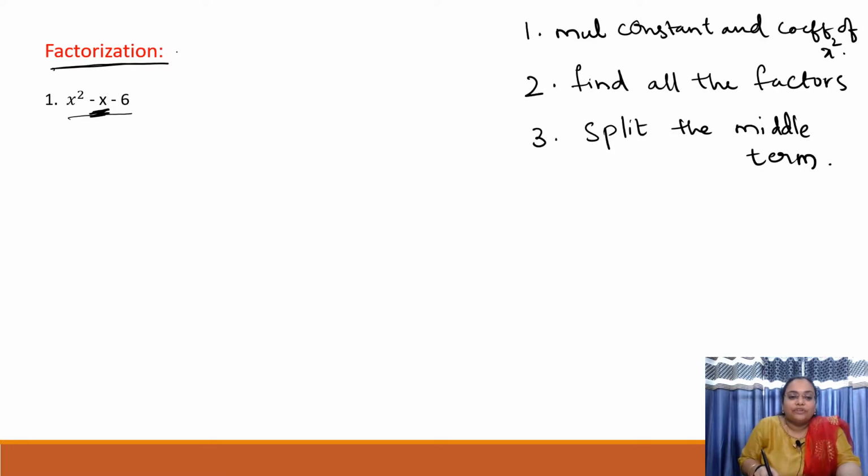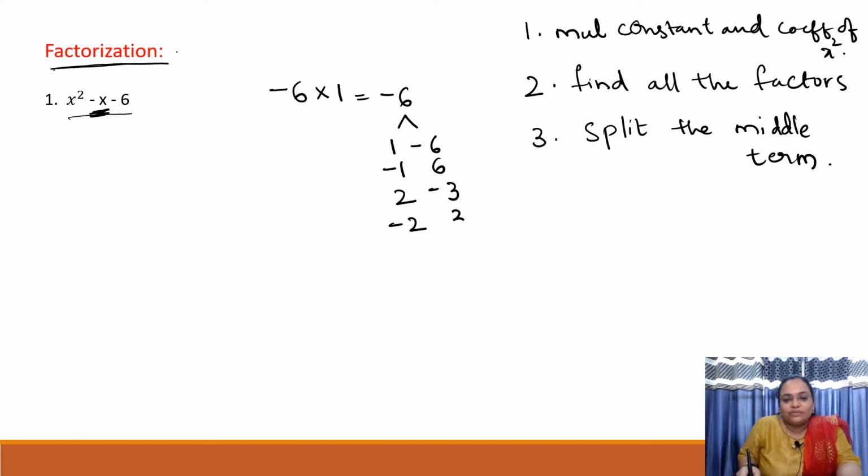So what is the first step? We need to multiply the constant term, which is −6, and the coefficient of x², that is 1, giving −6. The second step is to find all the possible factors. So what are the factors for −6? That is 1 into −6, −1 into 6, 2 into −3 and −2 into 3. These are all the factors for −6.